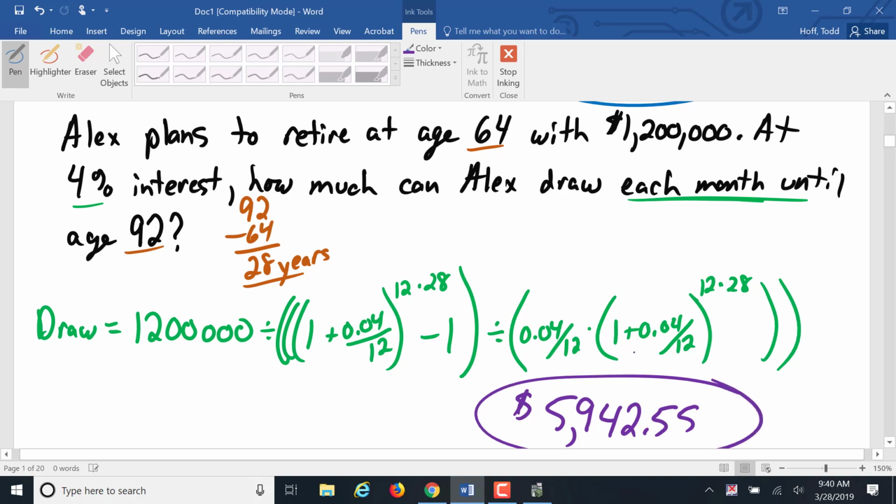So with $1.2 million saved, earning only 4% interest, for that 28 years, Alex can draw out $5,942.55 a month. So those are the calculations associated with the liquidation phase of the annuity, where you're drawing the money back out and drawing it down to a zero balance.